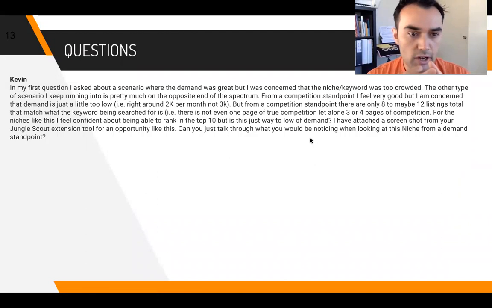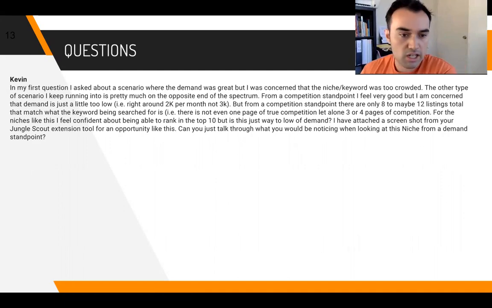Okay, the other type of scenario I keep running into is pretty much on the opposite end of the spectrum. From a competition standpoint, I feel very good, but I am concerned that demand is just a little too low. Right around 2,000 per month, not 3,000. From a competition standpoint, there are only 8 to maybe 12 listings in total that match the keyword being searched for. There is not even 1 page of true competition, let alone 3 or 4 pages of competition. For niches like this, I feel confident about being able to rank in the top 10, but is this just way too low of demand? I have attached a screenshot from the extension to show you. Can you just talk through what you would be noticing when looking at this niche from a demand standpoint?